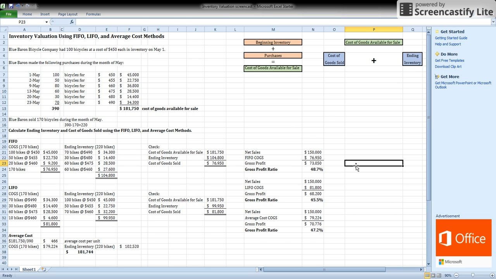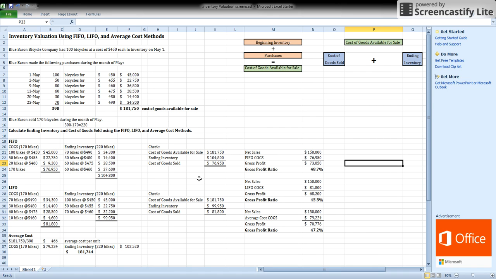In previous screencasts, we looked at how inventory valuation is calculated using FIFO, LIFO, and average cost. And we did this for Blue Baron Bicycle Company. And we came up with the results down here for our FIFO cost of goods sold, LIFO cost of goods sold, average cost of goods sold, and also the ending inventory numbers. And I wanted to take a quick look at the ramifications of the different inventory valuation methods.